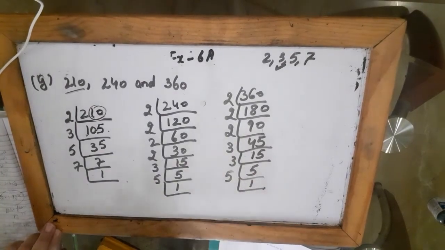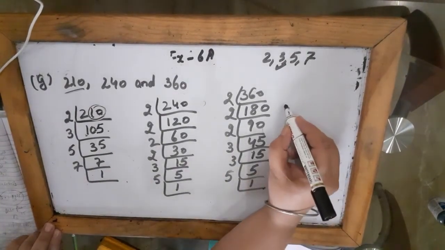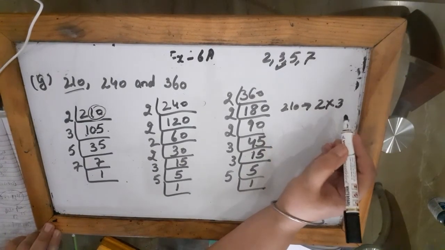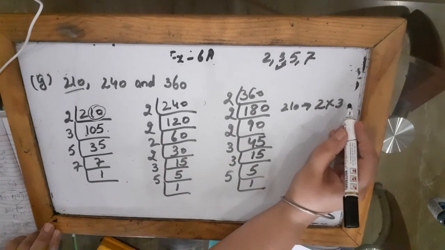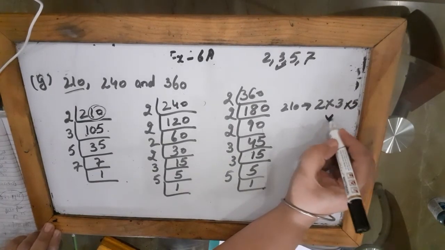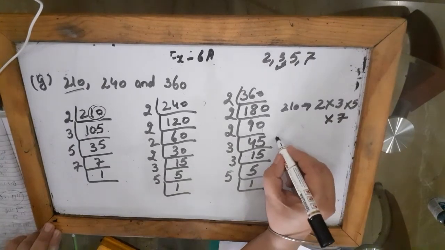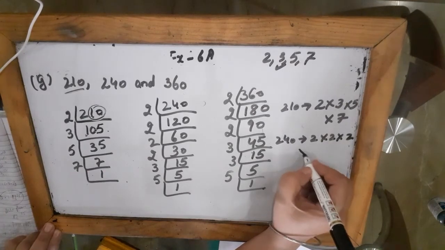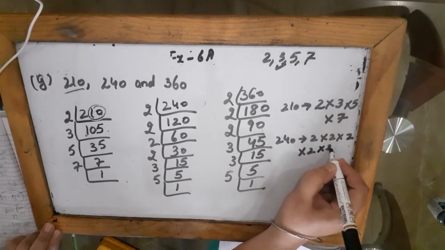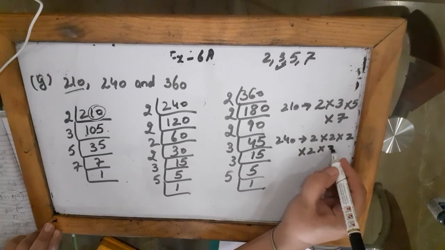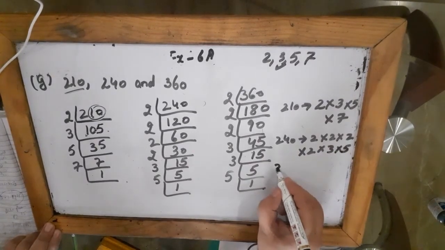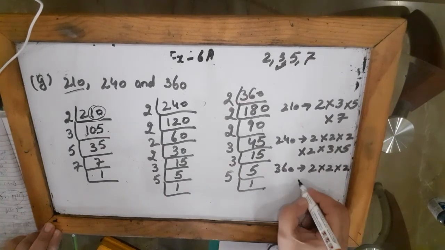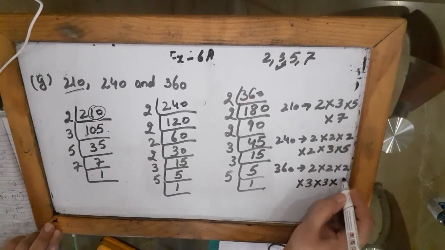Okay, now what are the factors of 210? They are 2 into 3 into 5 into 7. Now what are the factors of 240? 2 into 2 into 2 into 2, 4 times, into 3 into 5. Now what are the factors of 360? 2 into 2 into 2 into 3 into 3 into 5.